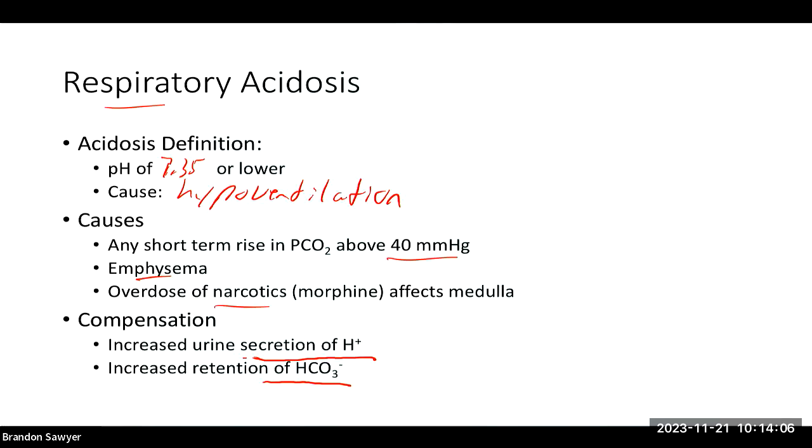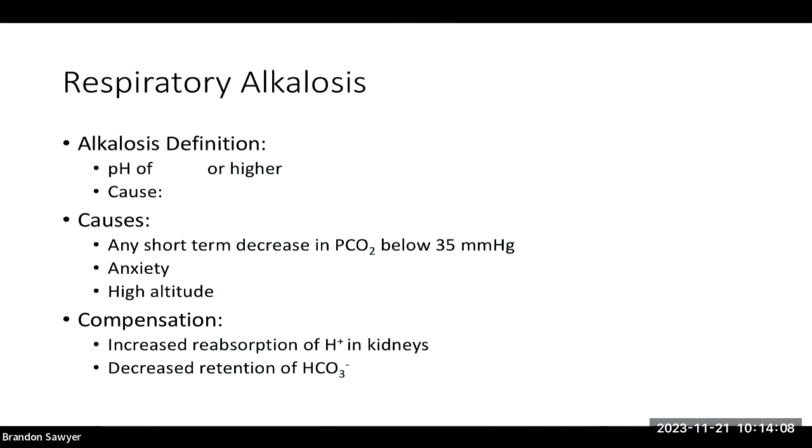All right, so that's respiratory acidosis. Respiratory alkalosis. So this is going to be a pH of 7.45 or higher. Which ventilation will we put there? Hyperventilation. Right, we're blowing off too much CO2. Okay, so any short-term decrease in partial pressure of CO2 below 35 millimeters of mercury. Anxiety, being at high altitude, panic attacks, things like that could definitely do this.